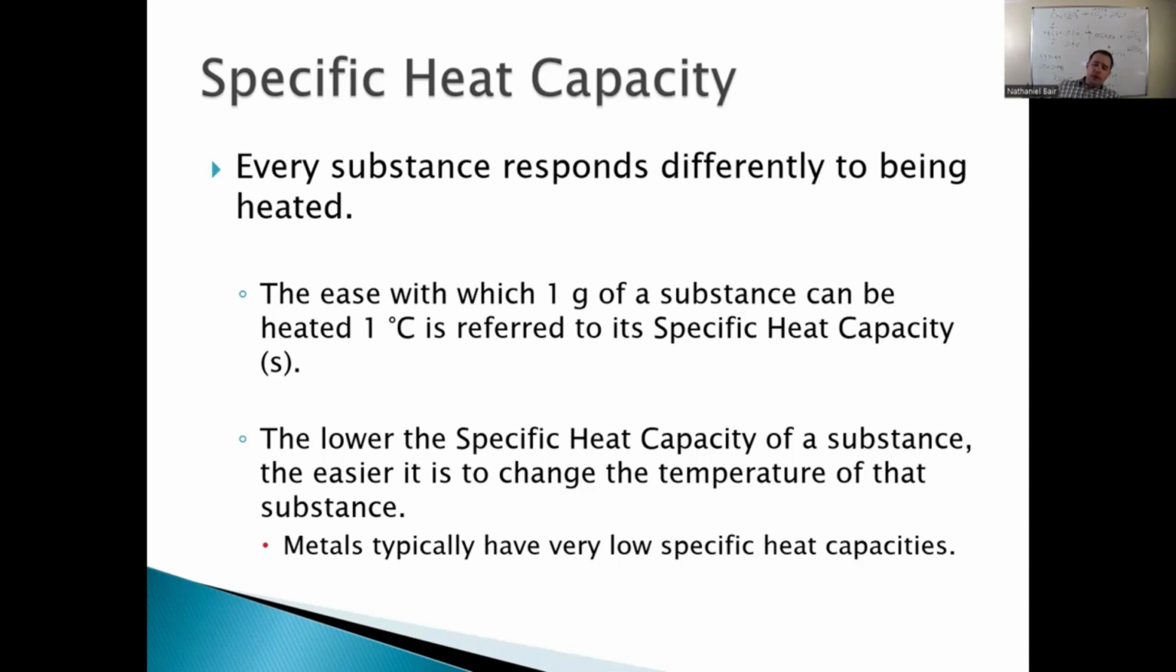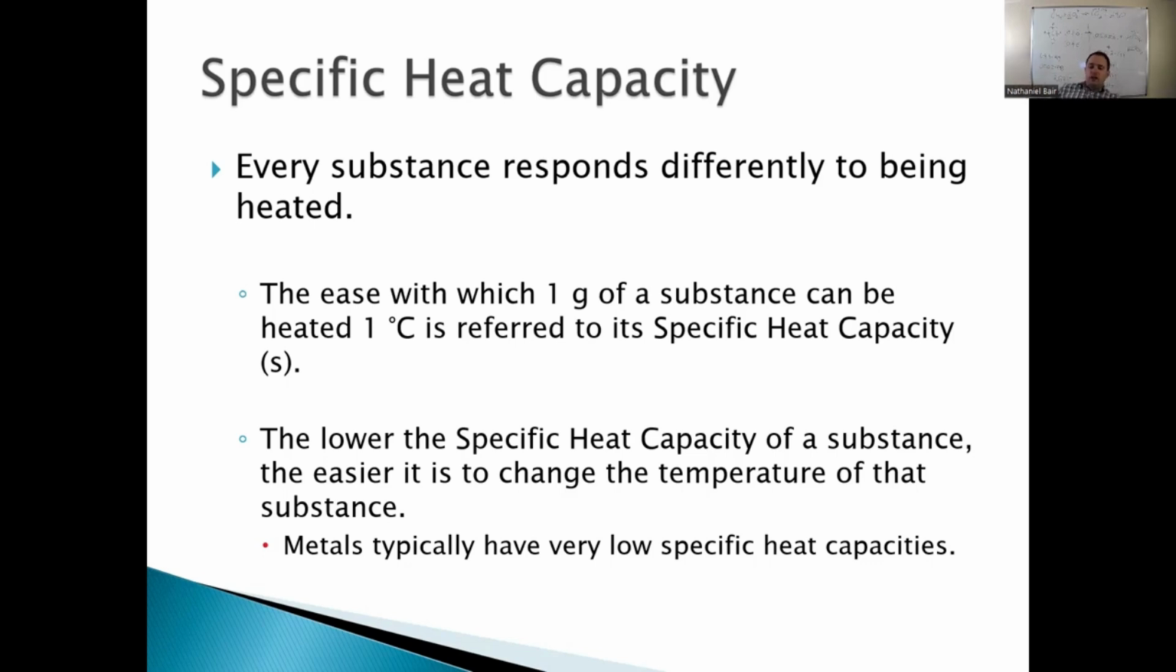Metals have a very low specific heat capacity. They are easy to change the temperature of. Think about it. If I hold a lighter to a piece of metal for a few seconds, you are not going to want to take it from me, right? Because it's going to have heated up very quickly. It'll also cool down very quickly. If you take that hot metal, wave it around, okay, it'll cool down very quickly as well.